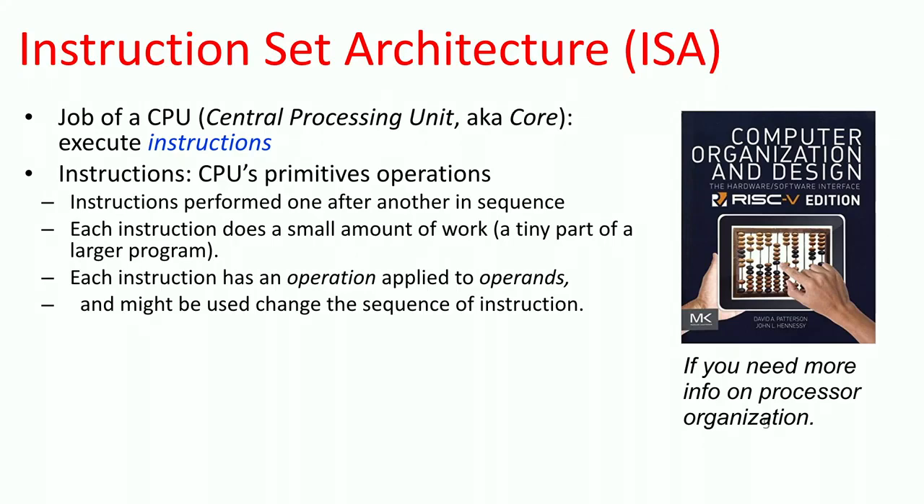Each instruction does a small amount of work, a tiny part of the larger program. We'll talk about the various instructions here. Each instruction has an operation applied to operands, and it either affects operands, touches memory, moving something from memory into the processor or from the processor into memory, or it changes the sequence of instructions. Those are the branch or the jump instructions.